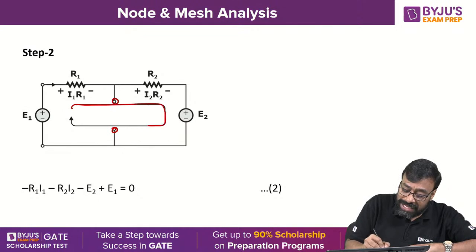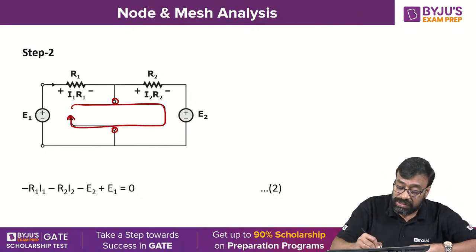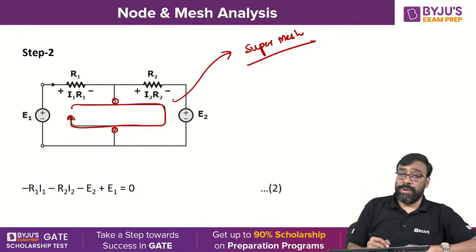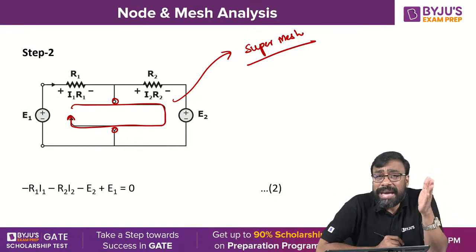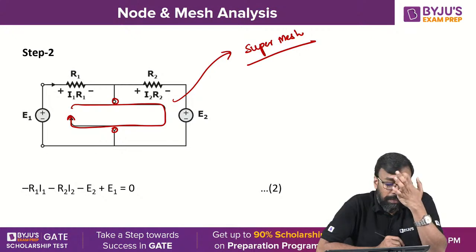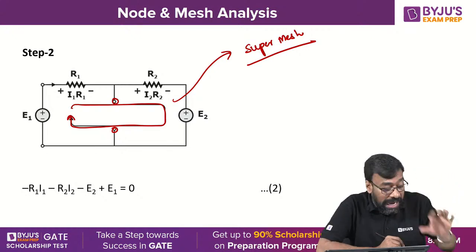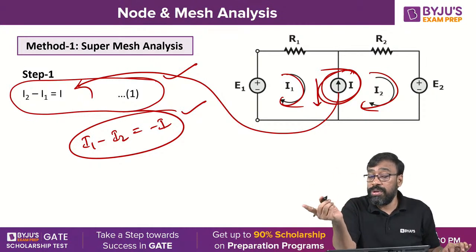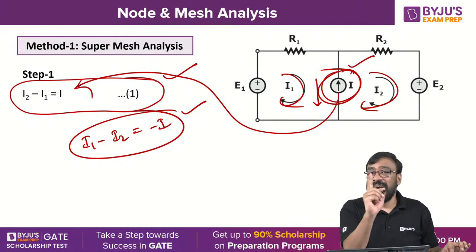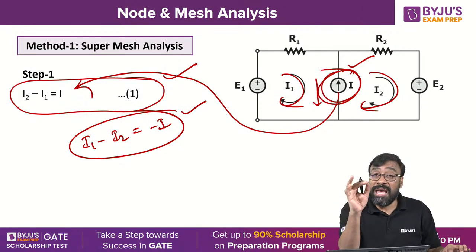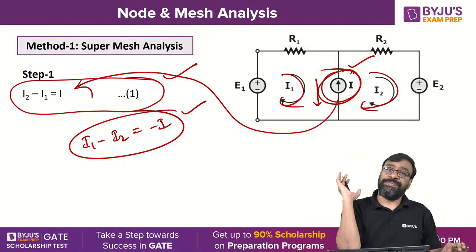Now, loop 1 and loop 2 will be merged, forming a common loop or common mesh. This common mesh is called a super mesh. What is the super mesh definition here? It is a merge of two individual meshes between which an ideal current source is connected. It is a merge of the I1 and I2 loops, loop 1 and loop 2, between which there is an ideal current source, because the ideal current source is a common element between mesh 1 and mesh 2. So whenever there is an ideal current source between two loops, it results in a super mesh. Understand all of you?